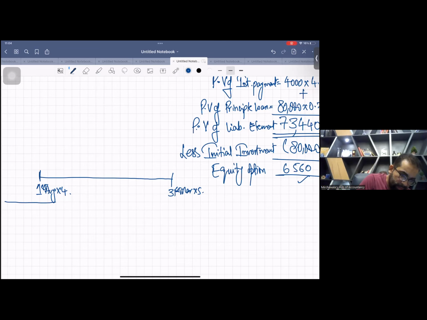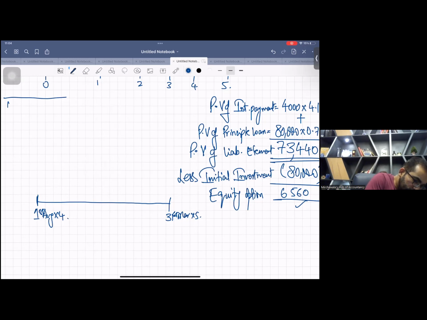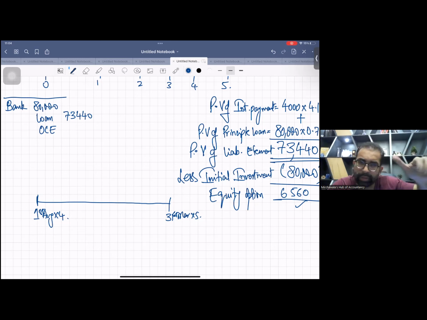You should have made the entry initially: bank debit 80,000. Loan credit. How much is the loan? 73440. And equity option, which is OCE. Equity option, you can write OCE, that's also correct. Equity option is 6560. This is the entry you should make.